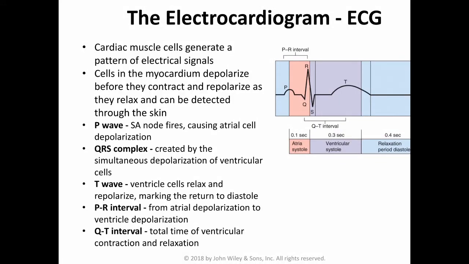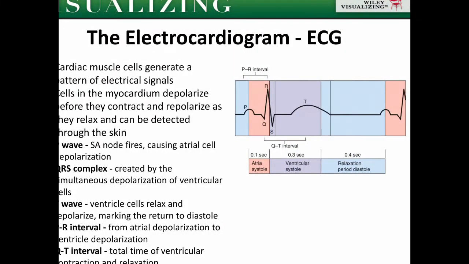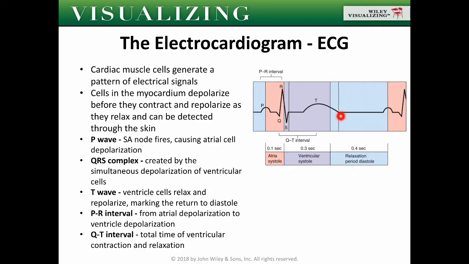The PR interval, P and R, is from atrial depolarization to ventricular depolarization. And you have the QT interval, Q and T, the total time of ventricular contraction and relaxation. Doctors can help diagnose specific heart diseases by looking at this electrocardiogram. For example, if you are missing your P wave, or your relaxation step is too short, or the waves are bunched together, and so on, it indicates problems with the heart.